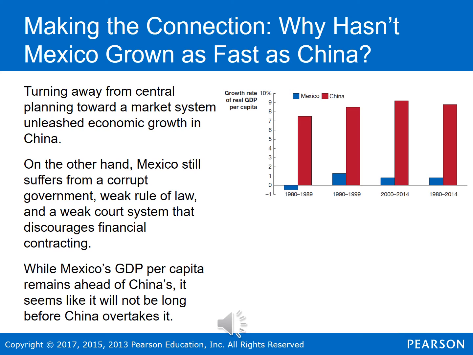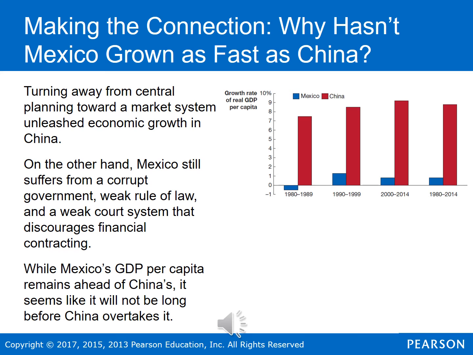So while we'd expect Mexico to see some of this growth that China has experienced, Mexico still has problems. They suffer from a corrupt government, they have weak rule of law, and a poor court system that discourages financial contracting. So it's much more difficult to get financing to even start these businesses or to expand an existing business.